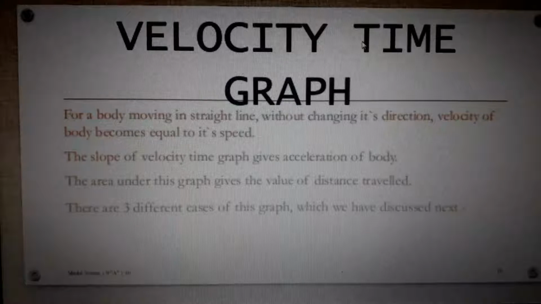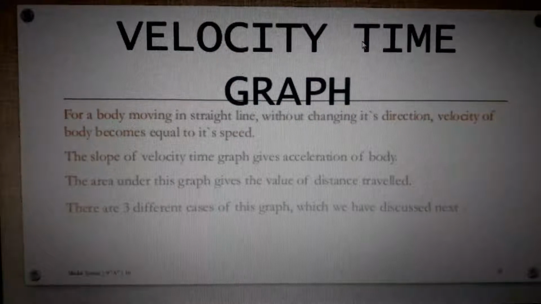Let's see. For a body moving in a straight line without changing its direction, the velocity of the body becomes equal to its speed. If a body is moving in a straight line, in that case, distance and displacement are the same. Am I right or not? I told in some examples. For example, if we consider railway lines, for a particular distance, it is a straight line. So there the distance and displacement will be the same.